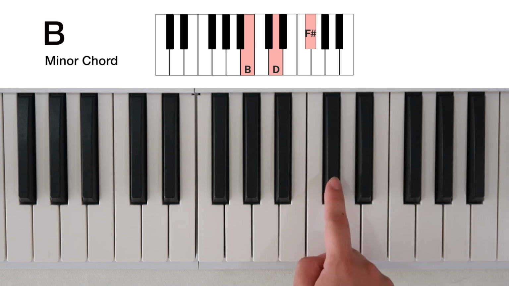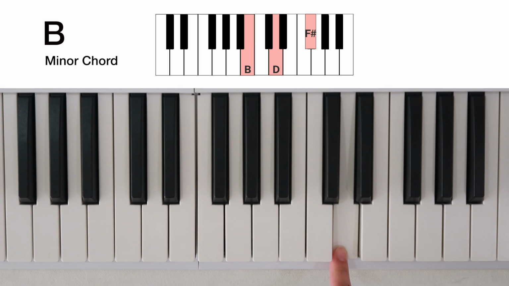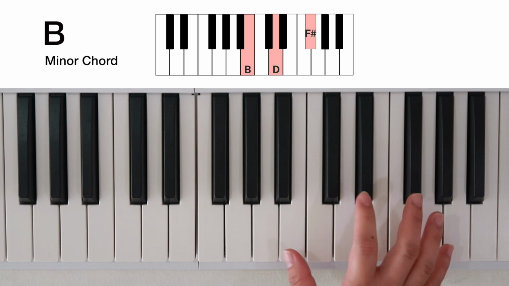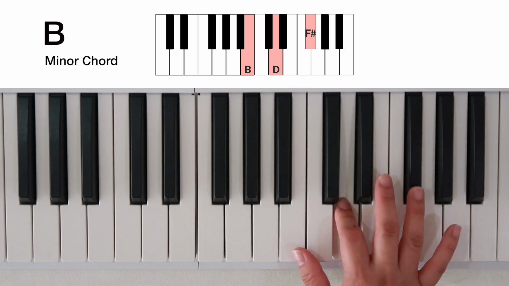We'll go 1, 2, 3. We have a D. B as the root note, count out 7 semitones. We'll go 1, 2, 3, 4, 5, 6, 7. That's an F sharp. B minor chord, we go B, D, F sharp.